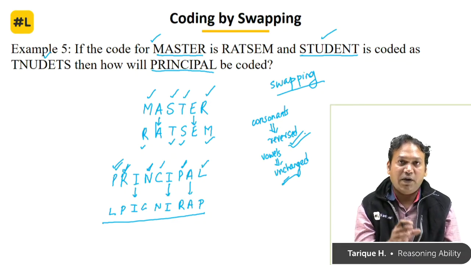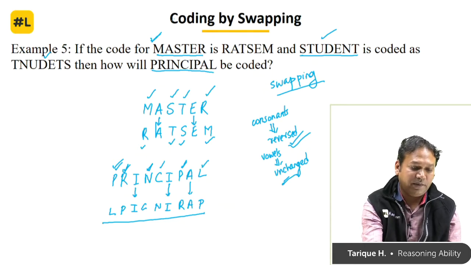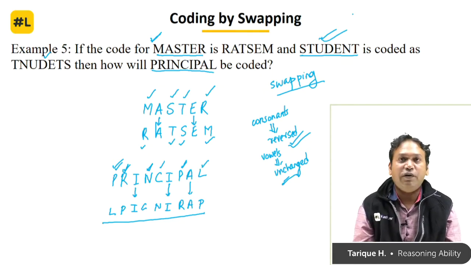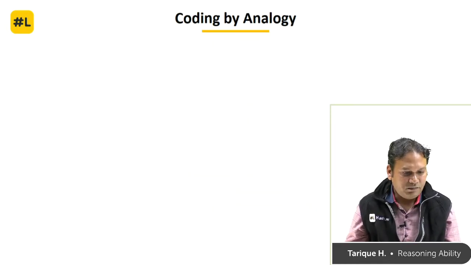And to observe that and to make sure that this exactly is the technique used, 2 examples are given. So that leaves no room for doubt. Okay. So we have seen example number 5. Let's move on to the next example.